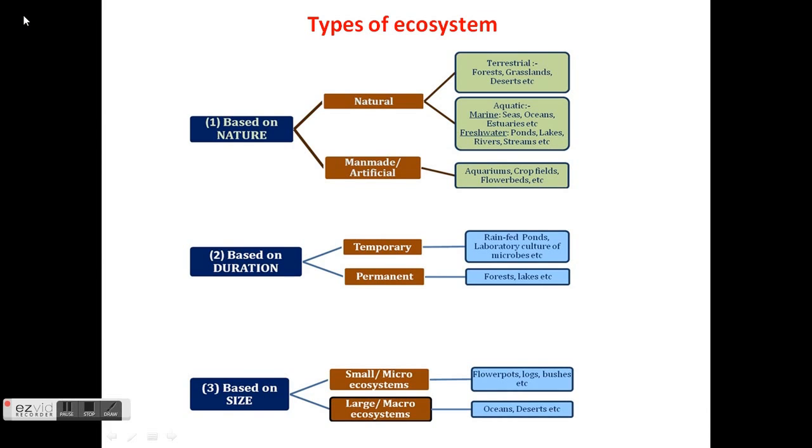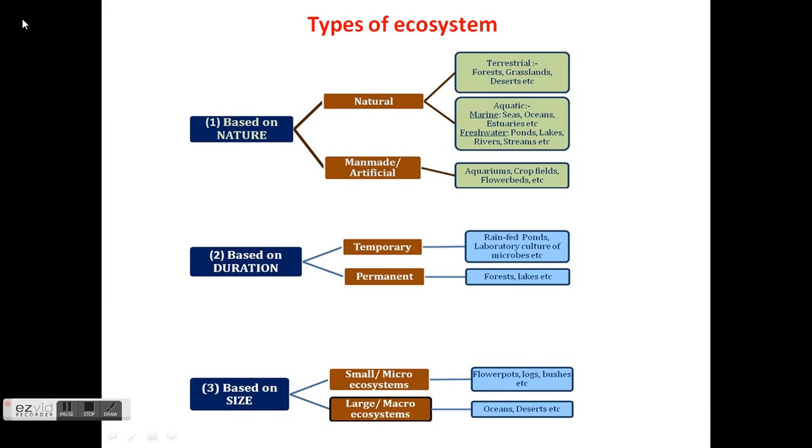There are various types of ecosystem based on nature. We have natural ecosystem and artificial ecosystem. Based on duration, an ecosystem can be temporary or permanent, and based on size there are small or micro ecosystems and macro ecosystems.